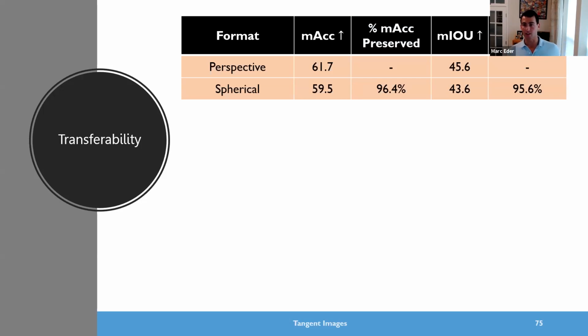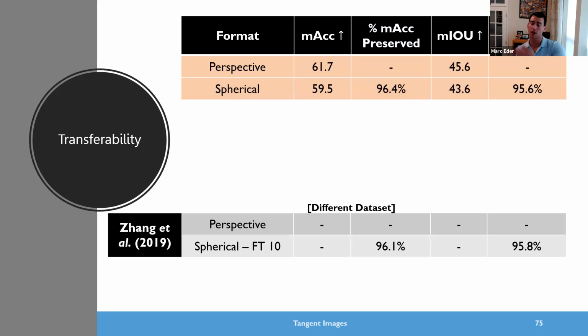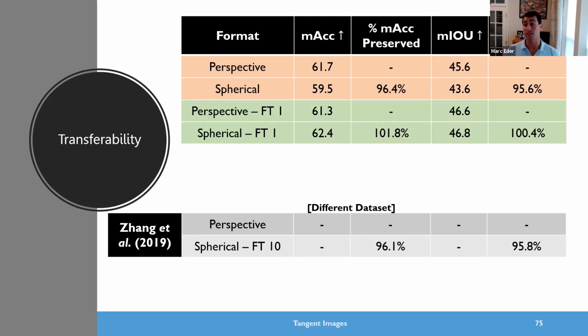Now, prior work hasn't really done this experiment on this data set, but one does provide quantitative results that we can look at. And it looks on the surface like they do very similar. This is that Zhang et al. paper. About 96% of accuracy is preserved. But notice this FT10. This means these results are after 10 epochs of fine tuning. So we take something off the shelf and get 96%. This prior work had fine tuned and was able to get 96%. So this begs the question, what happens if we fine tune? Well, after just one epoch of fine tuning on spherical data, we find that we basically get parity in our performance. We preserve roughly 100% of our accuracy.